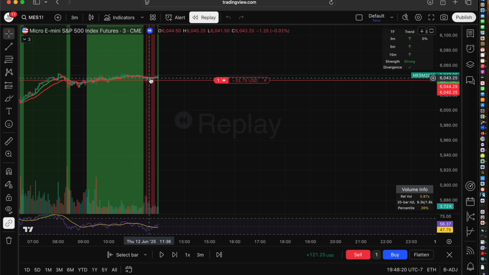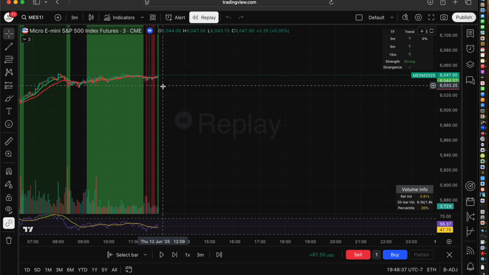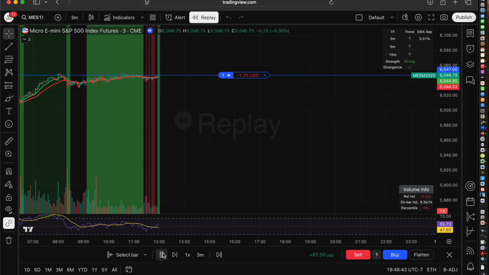See over here, the EMA separation is really low. It's almost like it's just traveling sideways, right? It was trending sideways. So we'll just take that loss. It's turning bullish. Enter another trade. Okay, see what happens.